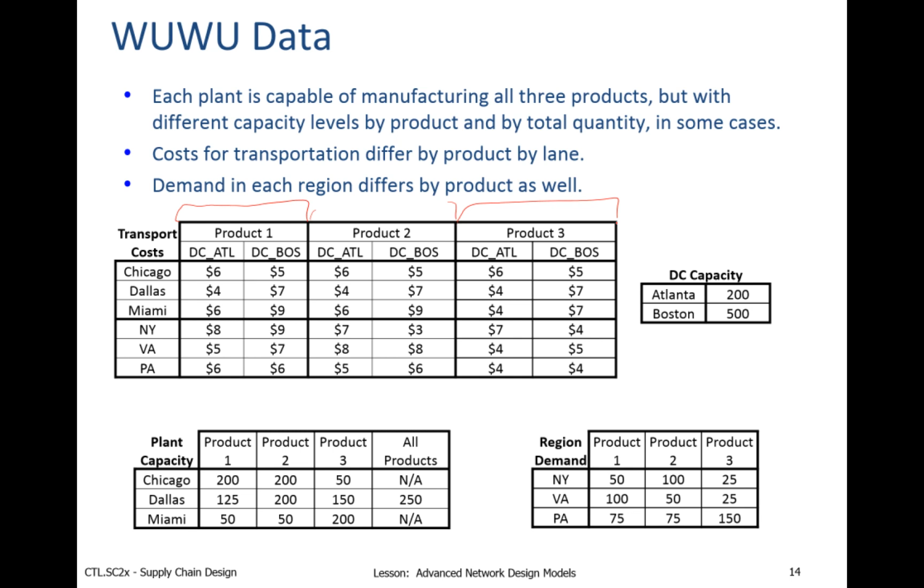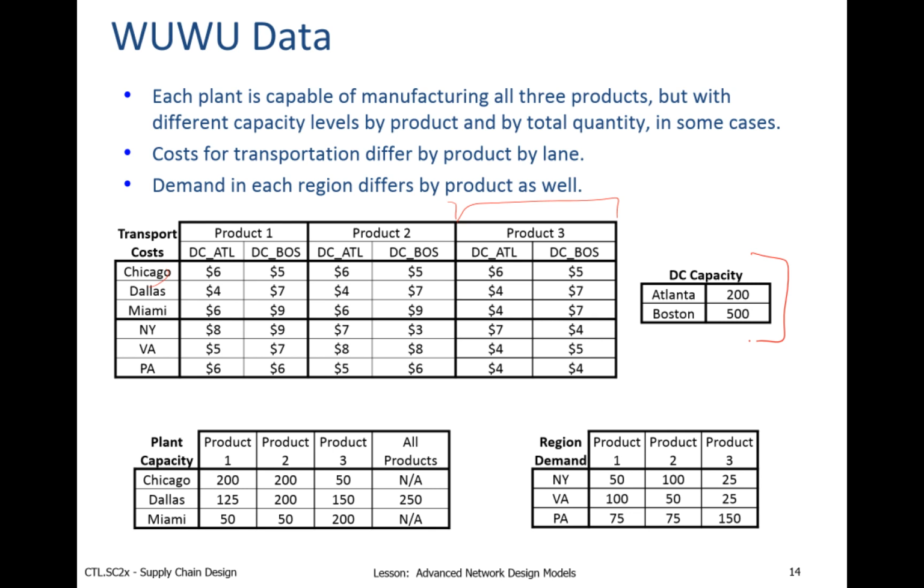So for example, if I manufacture in Chicago and ship through Atlanta and then go on to Pennsylvania, the cost of each unit would be 6 plus 6, $12 per unit. If I manufacture in Chicago and go through the Boston distribution for product 1 and then on to Pennsylvania, then the cost would be 5 plus 6, or $11 per unit. So you can see how I set this up. It's just giving all the different costs, and they can be different by commodity, by lane, so you can make it anything you want. Then I've got capacity at each of the distribution centers.